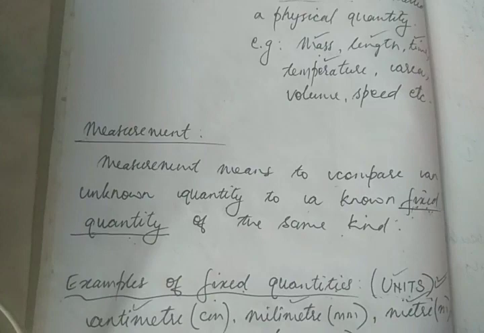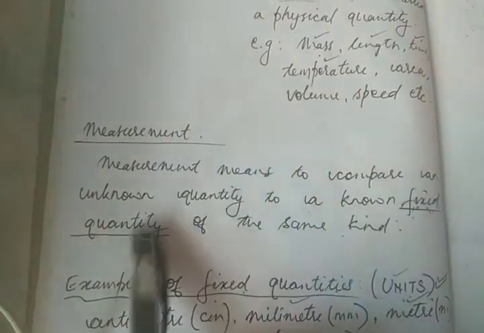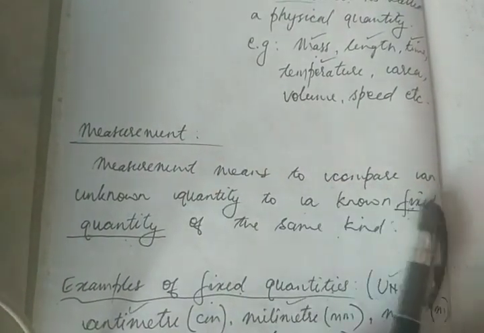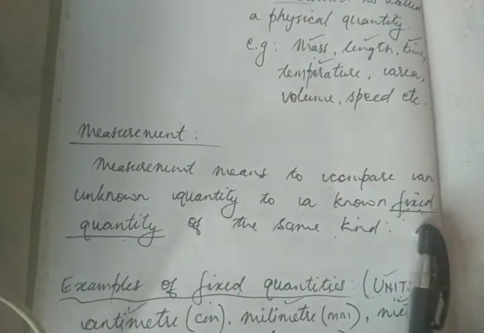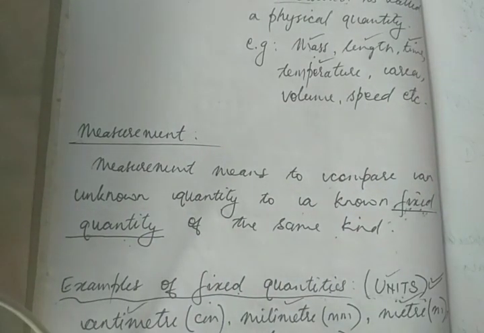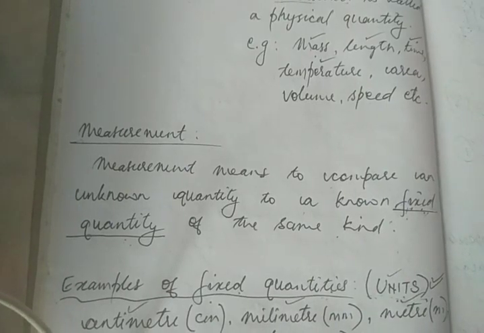All right. Now we also spoke about measurement. Measurement means to compare an unknown quantity to a known fixed quantity of the same kind. Now I suggest you, if you haven't checked the previous video, first go and check the previous video.